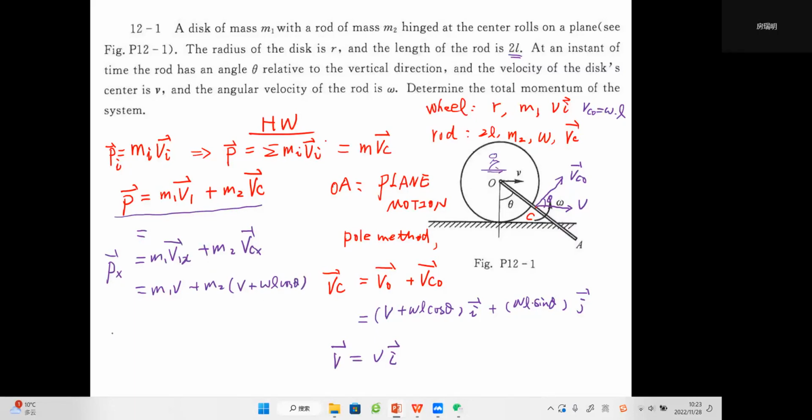And we can also write Py. It will equal M1 V1y plus M second VCy. We know V1y will be 0, right? It only has horizontal components. So the first term of this expression will be 0, plus M second times omega L sine theta.